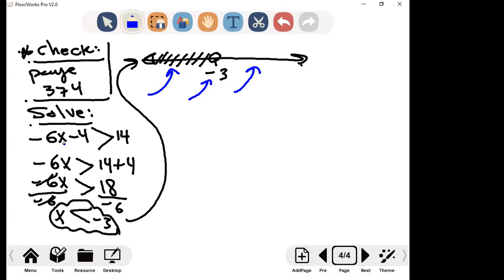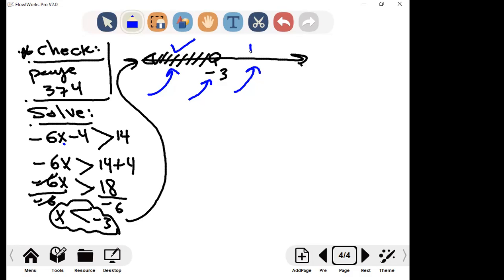Now -6 multiply -4, positive 24, right? 24 minus 4, 20. Is 20 more than 14? Yes. So this is correct. Choose a number here, 1, right? Any number. -6 multiply 1, -6, -4, -10. Is -10 more than 14? No. So all of this part is not a solution.